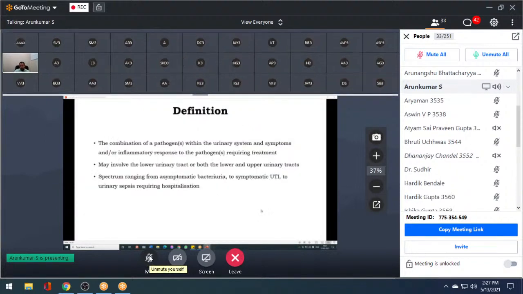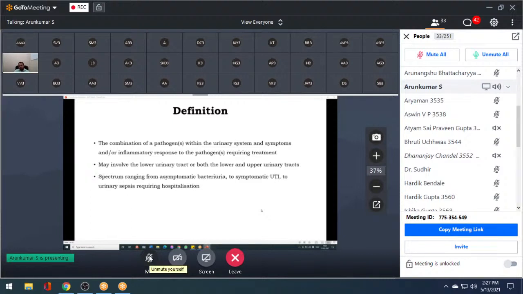So what is a UTI? Obviously, it is the presence of a pathogen, that means a microorganism, in the urinary system, right from the urethra up to the kidneys, with the presence of either symptoms or an inflammatory response to the pathogen which requires therapy. This is what a urinary tract infection is.